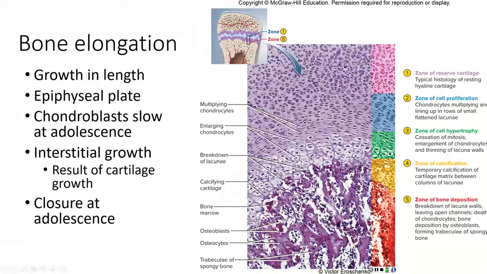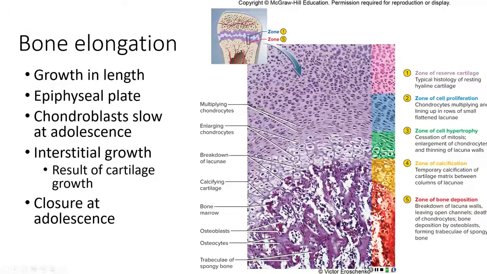Now, as we're pushing those cells towards the diaphysis, the mitosis kind of starts to slow. And the cells themselves get bigger. So they're not going through mitosis, they're growing. And this is called the zone of hypertrophy, or the zone of cell hypertrophy. Now, in this place, like I said, we're not going through mitosis anymore. The cells are getting bigger. As the cells get bigger, the space that they occupy gets bigger.